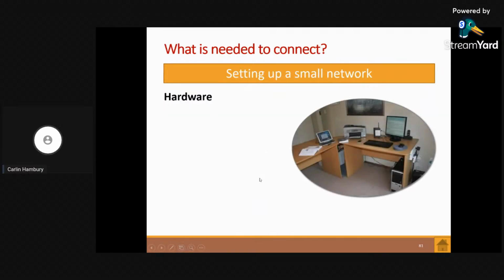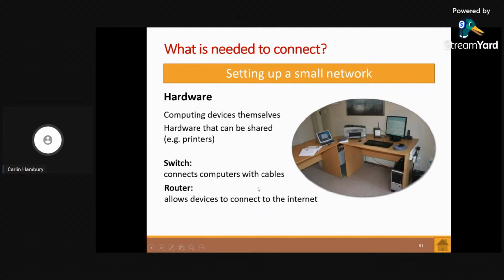Okay, then when it comes to setting up small networks, and this is important to know, you need hardware, things like a switch for bigger networks, or a router, like your wireless router at home. That's some of the physical devices that you will need.